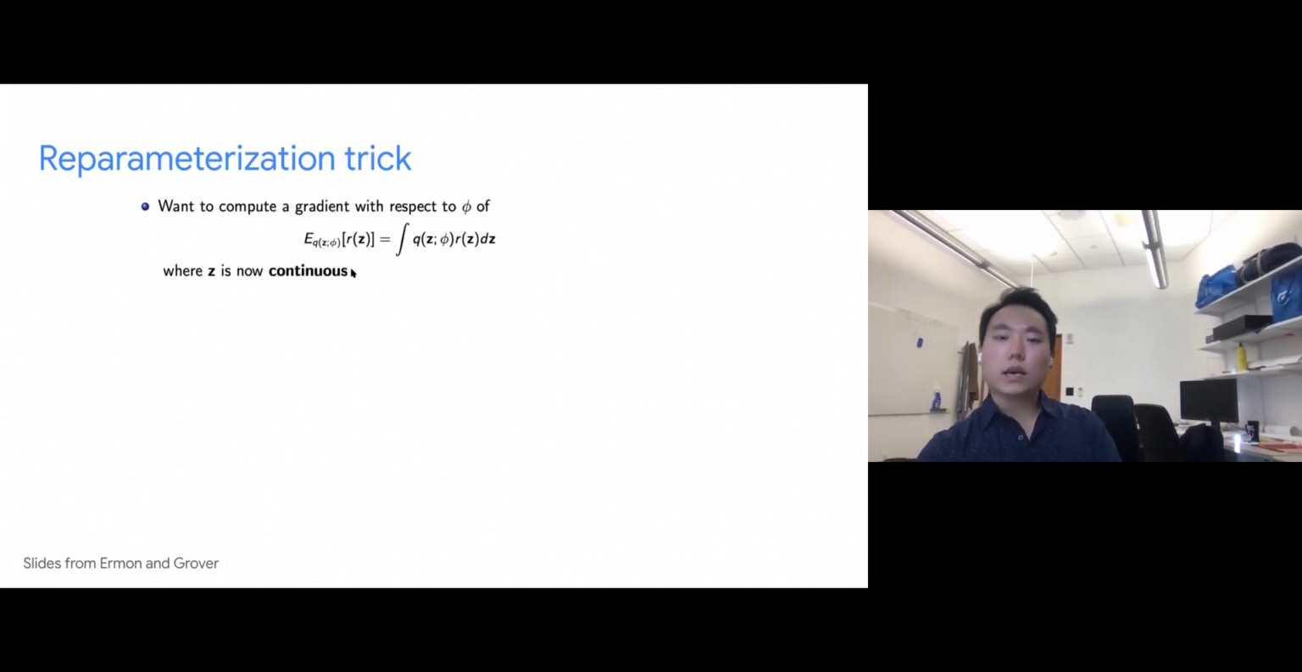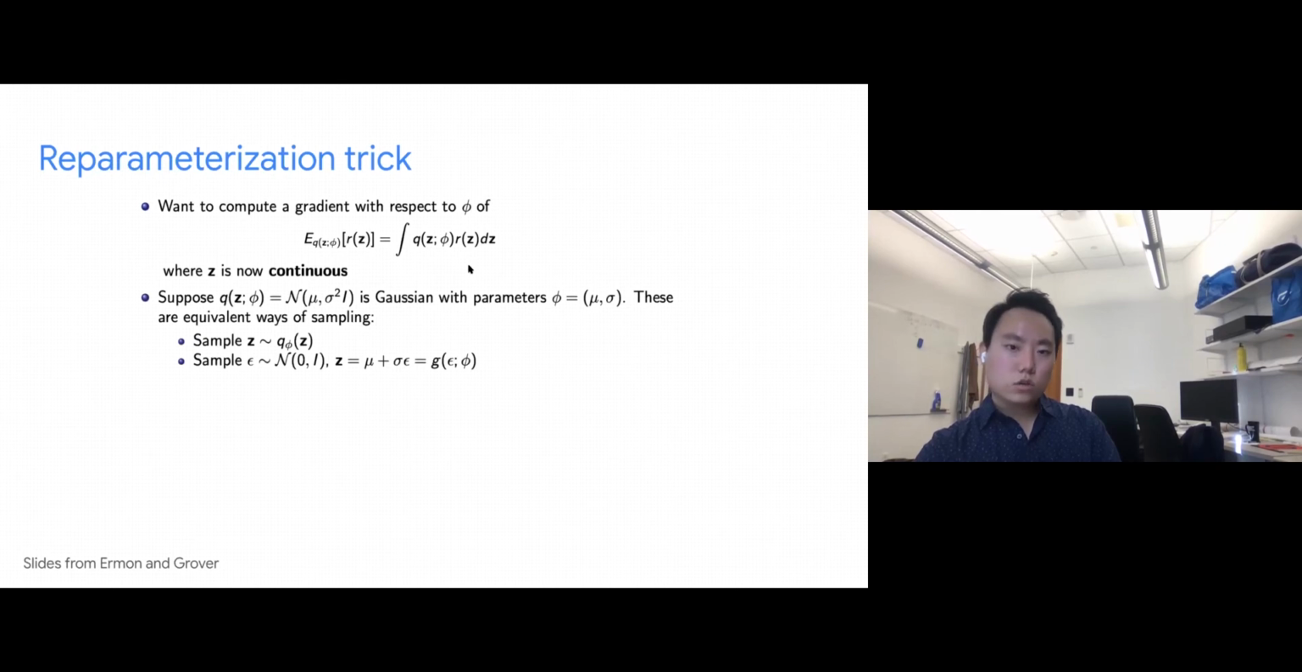It's very important in these generative models. In this simple setting, again, you want to compute a gradient with respect to phi of some expectation over q, which depends on phi, of some value r. You don't really care about what this value is on the inside. So this is equal to an integral over z of q of z, which is the probability of z that depends on phi, times the value of r evaluated at z, where z is some continuous variable.